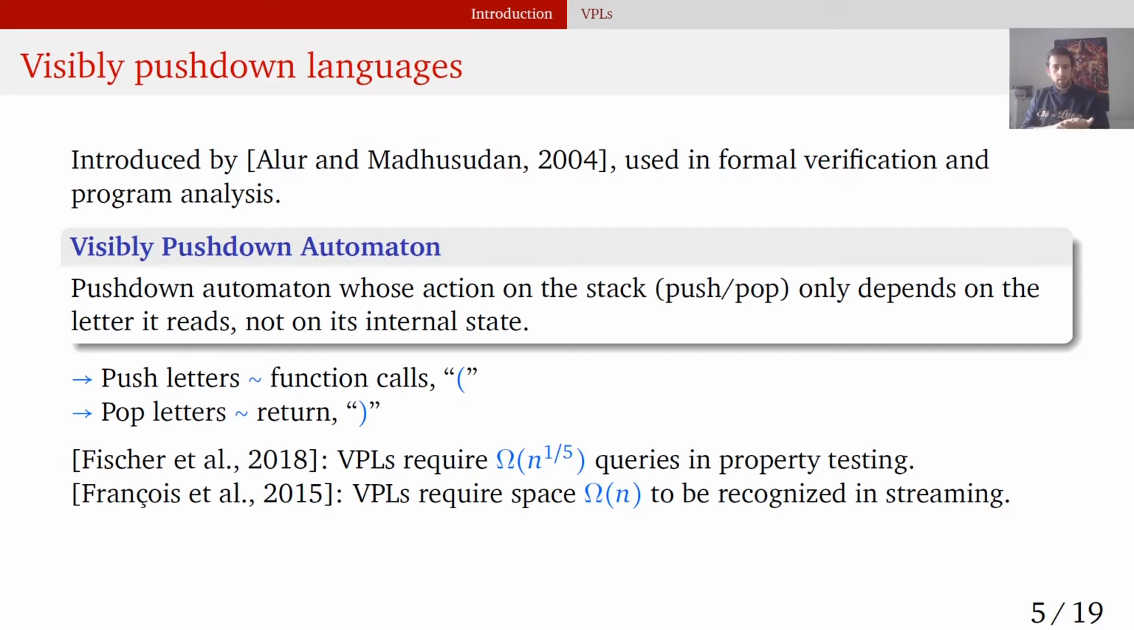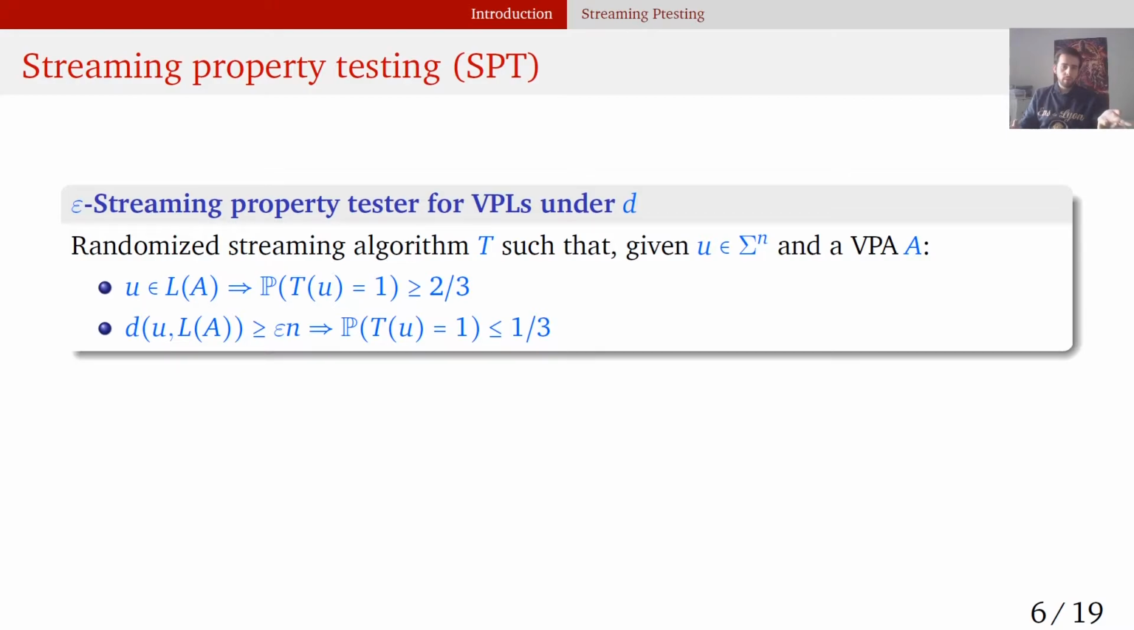And it was shown that VPLs are hard to recognize in the following sense: they require at least n to the 1/5 queries to be recognized in property testing, and they require linear memory to be recognized in streaming. So there was a question of whether we can get to something polylogarithmic in n. And so the answer is yes in the following sense. If we change models and we look at the streaming property testing model, which is a combination of the property testing and the streaming models.